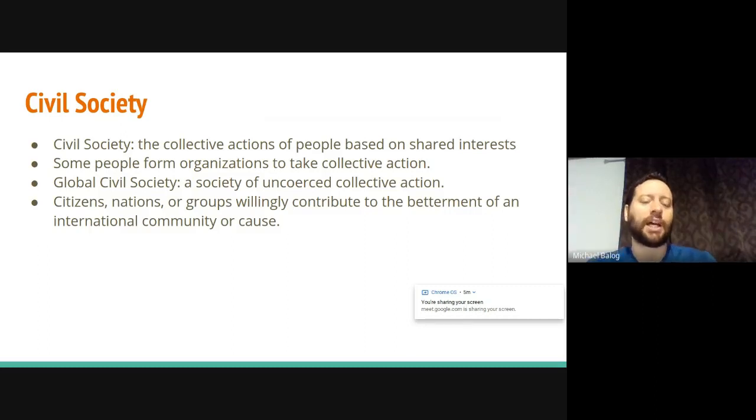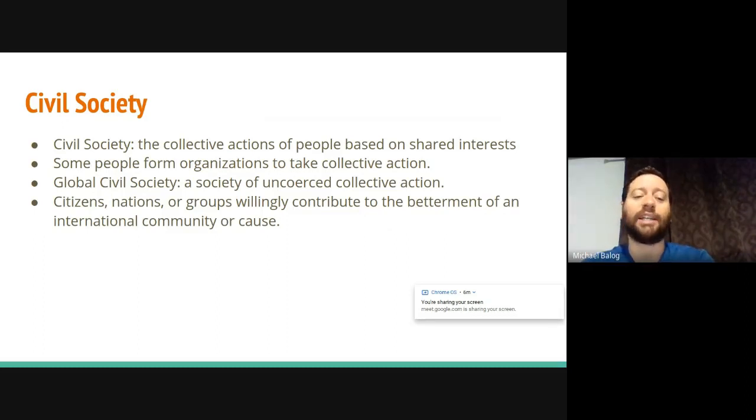So civil society is the collective actions of people based on shared interests. And so people who have the same ideas can get together and they can try and take action on an issue. So this could be a political party, this could be a union, this could be people who volunteer for a non-governmental organization, maybe a group that cares about something like animal welfare.